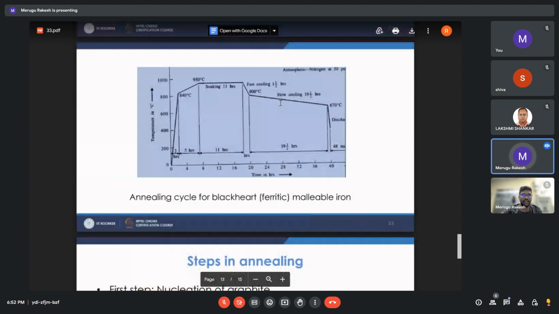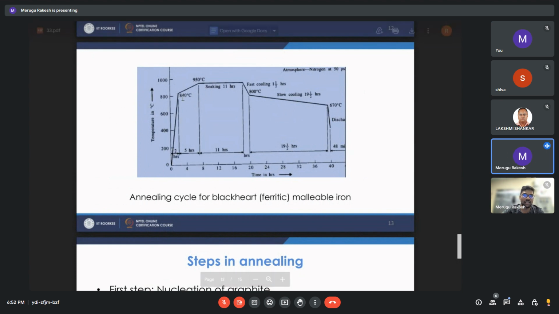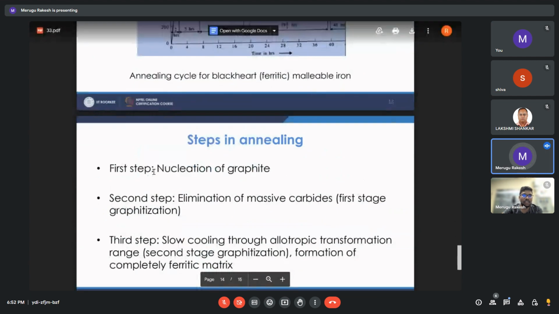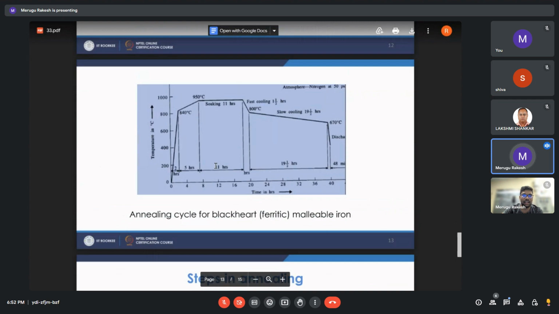Yeah, this is the heat treatment process. Initially we transform the pearlite into austenite. That is what happens in the first 2 hours. Then we increase slowly and soak there for 11 hours, followed by slow cooling for another 19 hours. Then the transformation happens. So the steps in this annealing process are as follows.